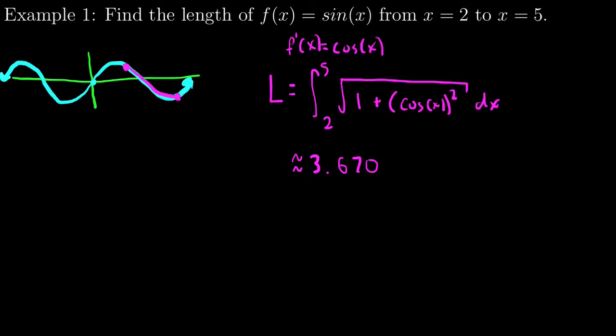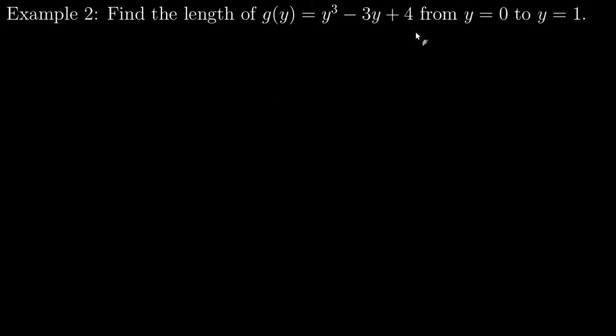Okay, a second example, and it works pretty much the same way. Only difference here is instead of having things in terms of x, I have them in terms of y. So this is going to be a cubic function. It's going to be turned sideways, so it's going to look something like this. I'm not positive exactly where the axis is going to go in there, but something like this, and finding the length from 0 to 1.